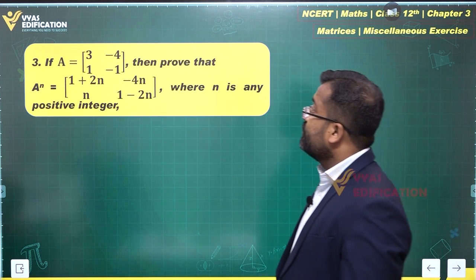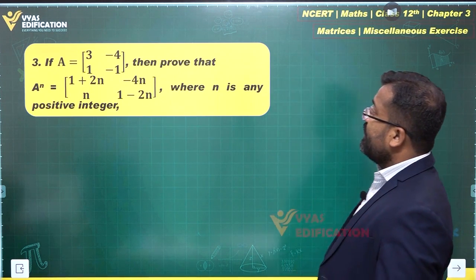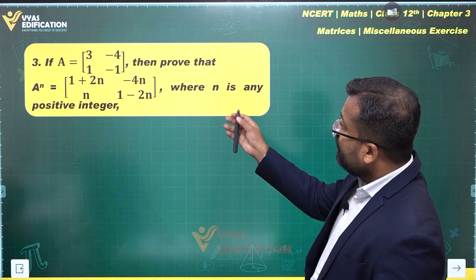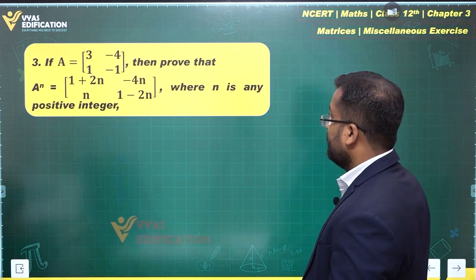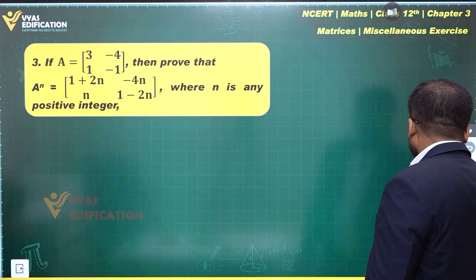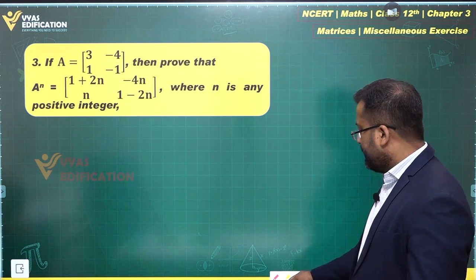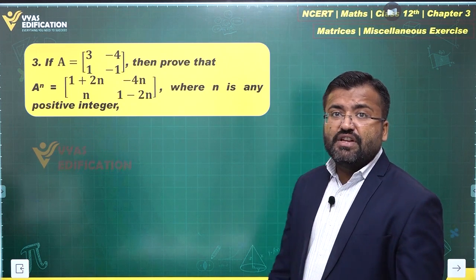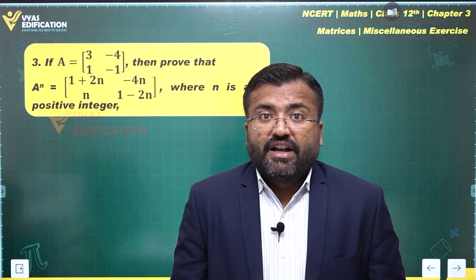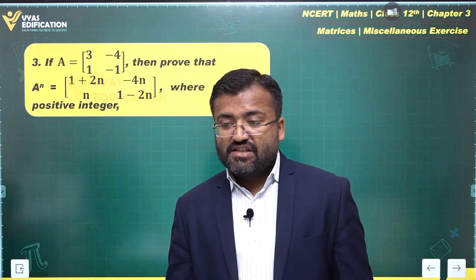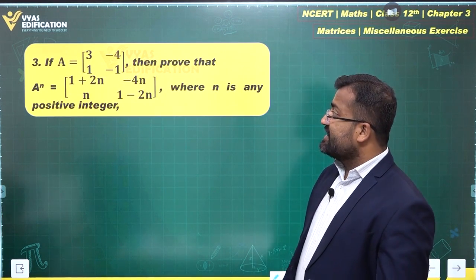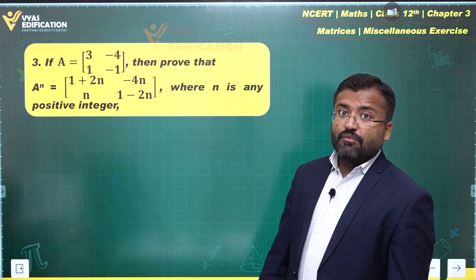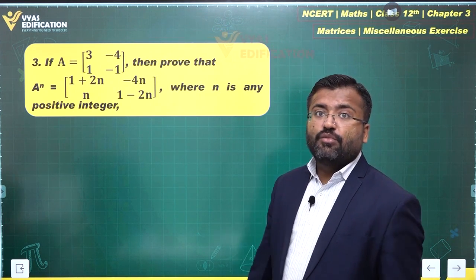Let us discuss this question. If A equals 3 minus 4, 1 minus 1, then prove that A power n equals this, where n is any positive integer. Okay. How do we approach this question? So, one of the standard approaches which the NCERT people and the CBSE board people love is using principle of mathematical induction. Is there any other approach? Yes, such questions have been appearing in the JEE examination as well. So, I'll discuss one more approach. Let's discuss that shorter approach first.